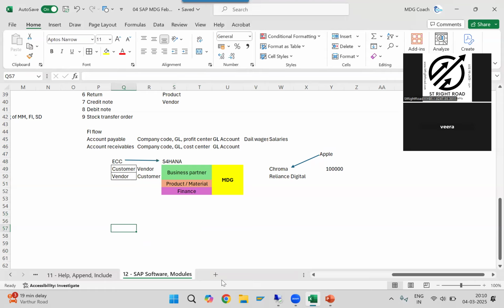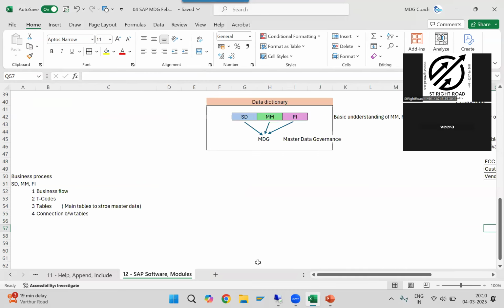Okay, we'll continue tomorrow. What are the key tables and what are the connections between the tables? We'll see all these things tomorrow. It won't take much time, 20 to 30 minutes. Some miscellaneous concepts we will discuss tomorrow. Any questions, any doubts so far?